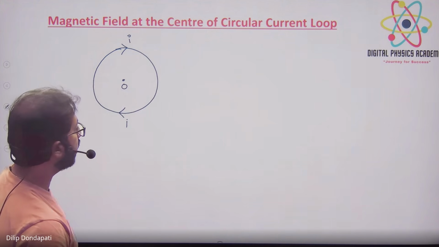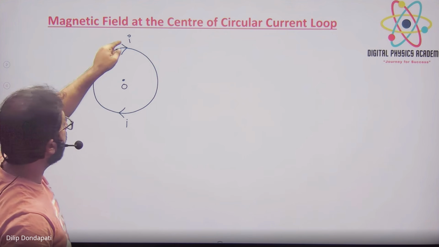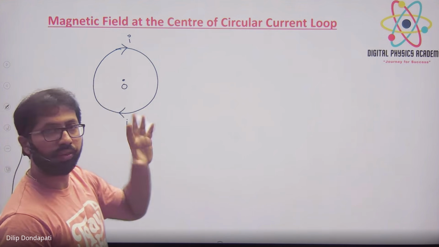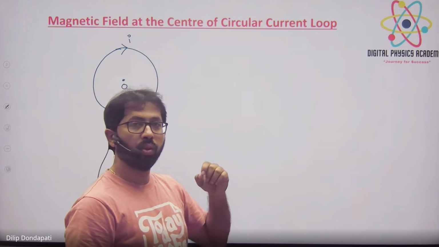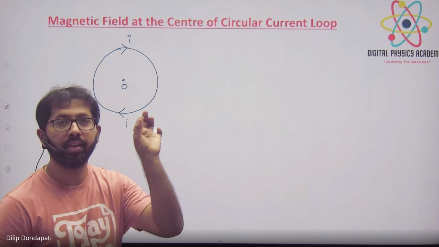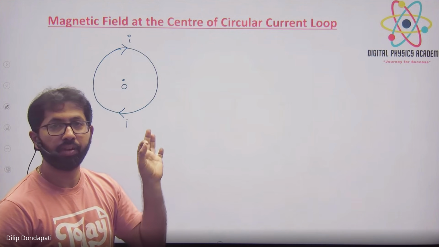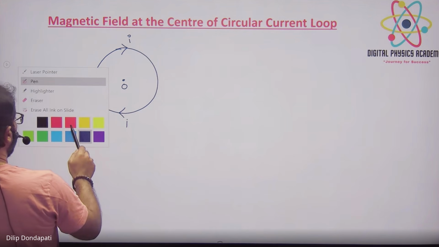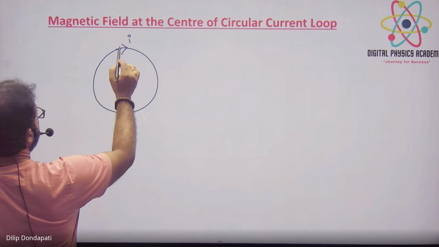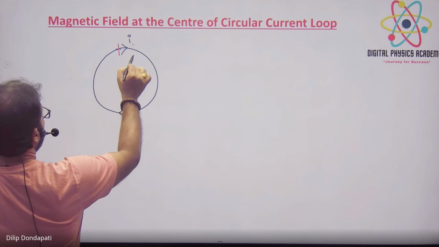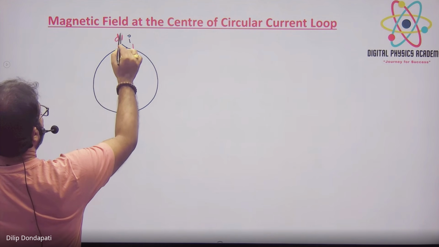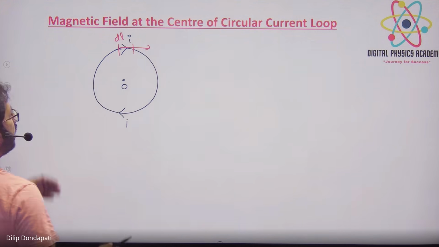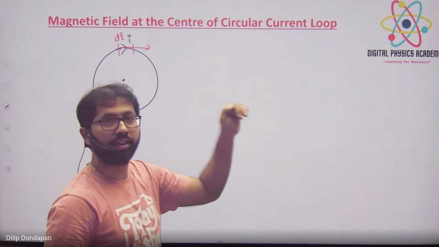How to find? Method क्या है? Tell me. We don't know the complete wire का magnetic field, but we know only a small dl length का magnetic field, right? We can find it by using Biot-Savart's law. So I'm cutting a small dl element, and that should be along the direction of the current, always.